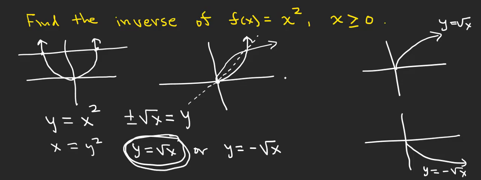Also, the other way of looking at it, look at the domain. The domain is 0 and positive, right? The domain of f of x becomes the range of the inverse function. So the range has to be positive, which means the y value has to be positive. This one, the y values are negative. So that's another way of looking at how to choose whether y equals radical x or y equals negative radical x is the inverse of x squared.